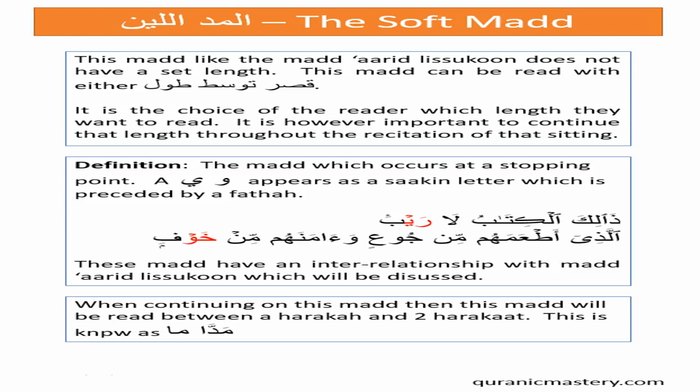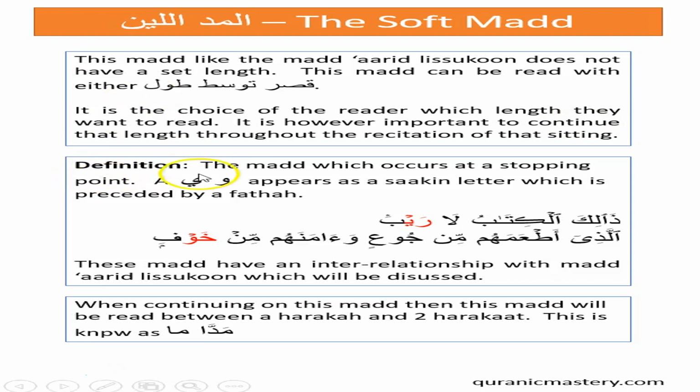So let's have a look at the next mad as well, which is al-maddul-lin, the soft mad. This mad, like the mad arid al-sukun, does not have a set length. This mad can be read with either qasr, tawassut, or tul. Again, it's a choice of the reader which length they want to read. Again, it's a sitting that they need to be consistent with. So in one sitting, they must consistently read a particular length.